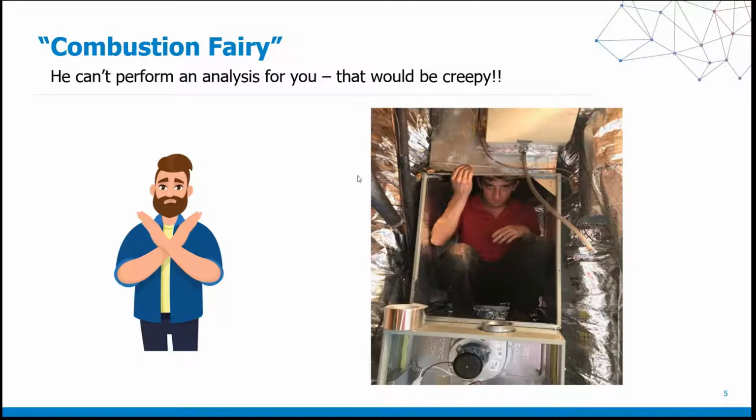Since he's not testing for you, it's very important that you perform the combustion analysis on the equipment that you're working on. And gone are the days when we contractors were just walking in and looking at something and saying, oh, looks pretty good. Check the pressures on the boiler, check the filter. That should be good. Let's just have the customer sign the ticket and move on to the next.